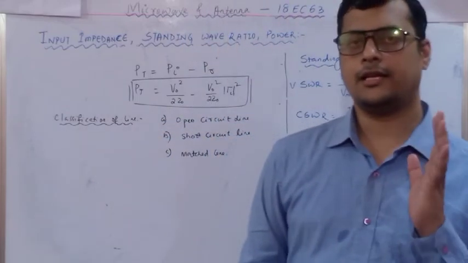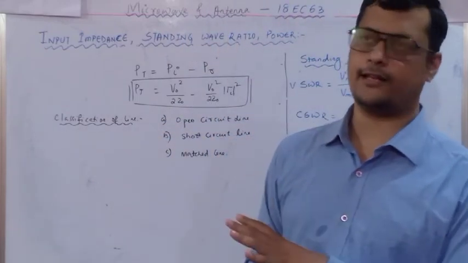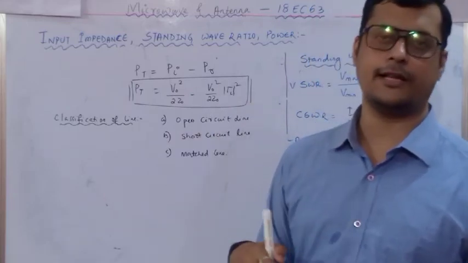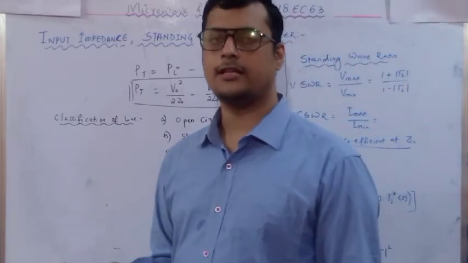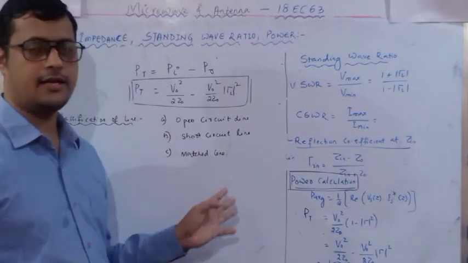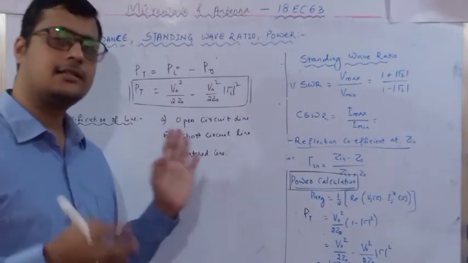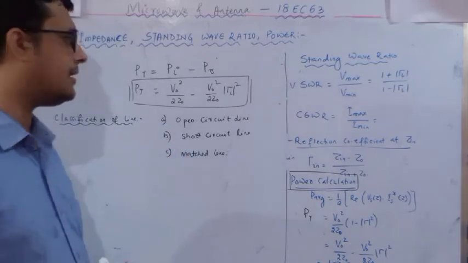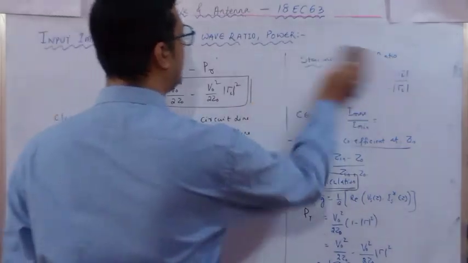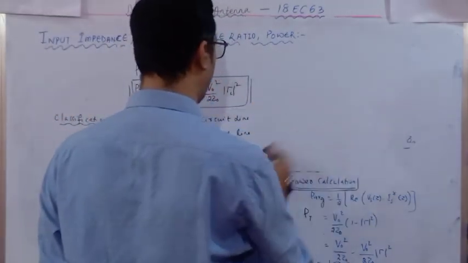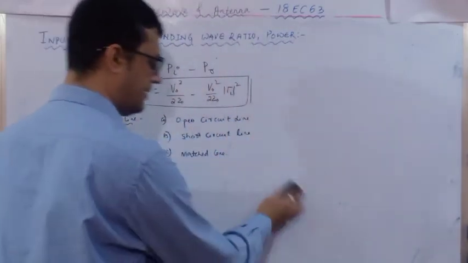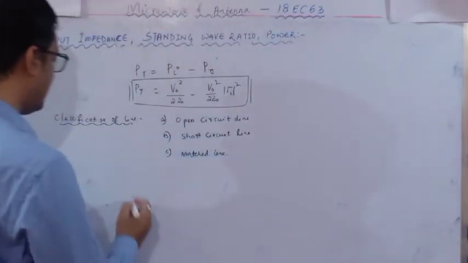If the load is not there, that means it is called open circuit. If the load is short circuit, that means the potential is zero, then we can say it comes under short circuit line. And matched line means some conditions are there, that we will see. So first we will discuss the transmission line. Let me draw first.